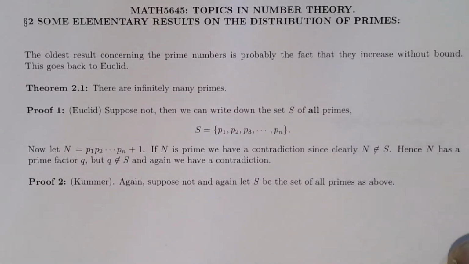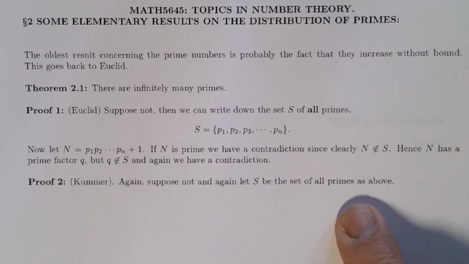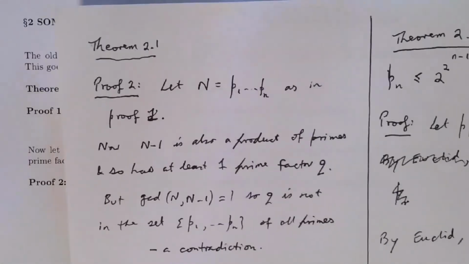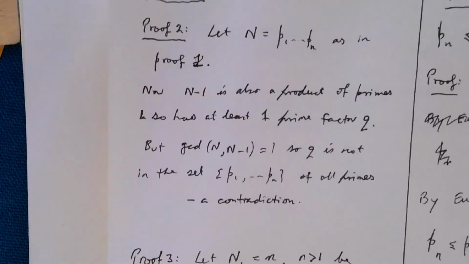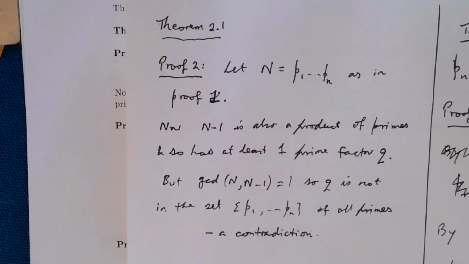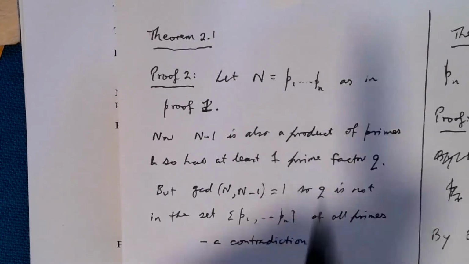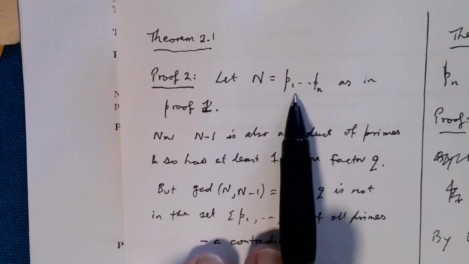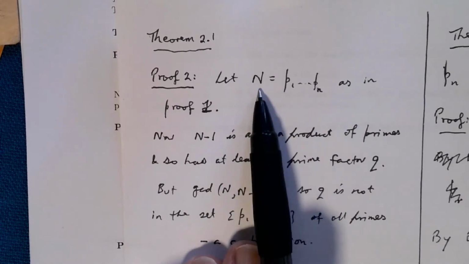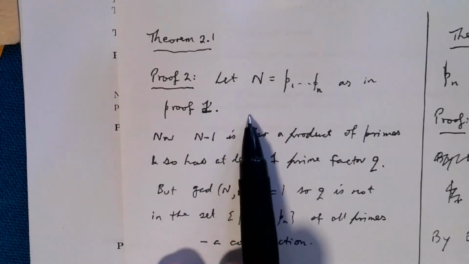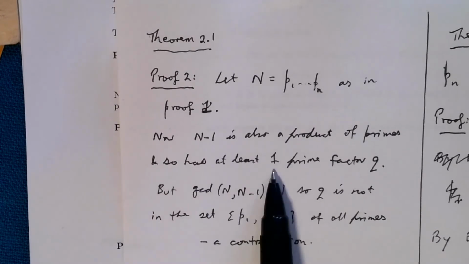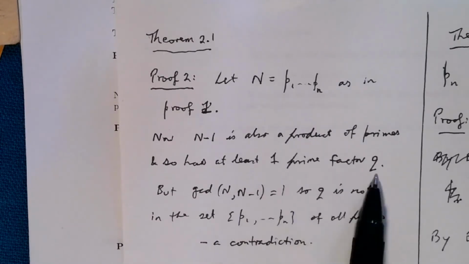The second proof is by Kummer, and again we suppose not, and we let S be the set of all primes as above. So here's Kummer's proof of this. Same idea as before, we suppose we've got finitely many primes, P1 up to Pn, and we multiply them together, but we don't add or subtract 1 this time. And I call this number N, as in the previous proof. Kummer now says, well, N minus 1 is also a product of primes, and so it has at least one prime factor q.